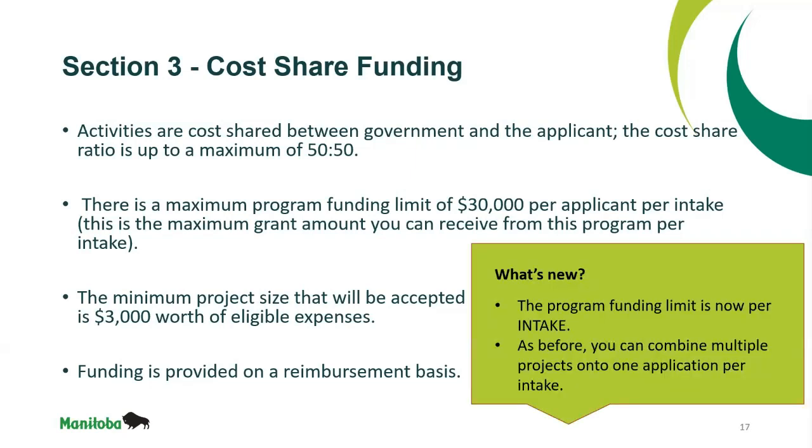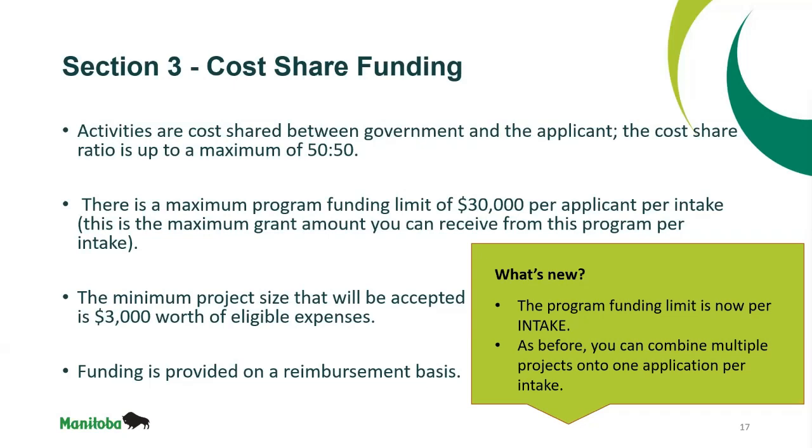So what's new? One highlight here is that the program funding limit is now per intake. Before it was per project. So depending upon how many intake periods Manitoba chooses to hold during the year will depend upon how often you can apply. As before, you can combine multiple projects into one application per intake.